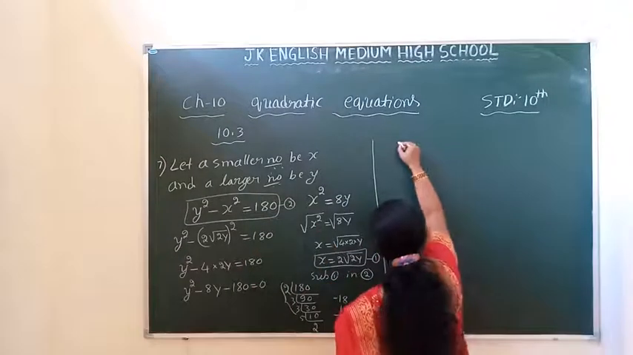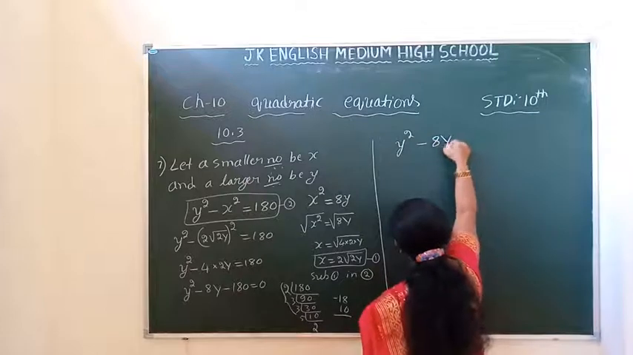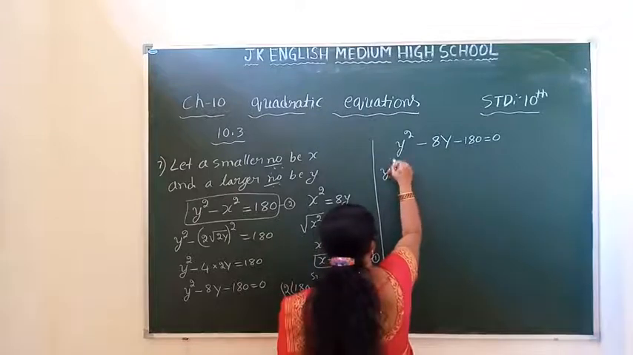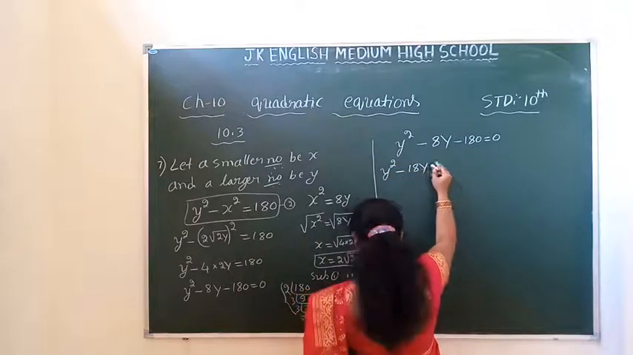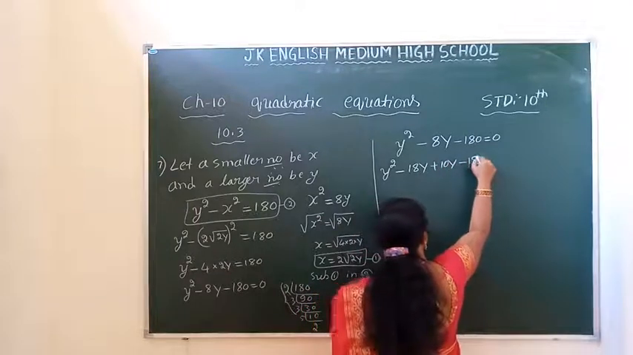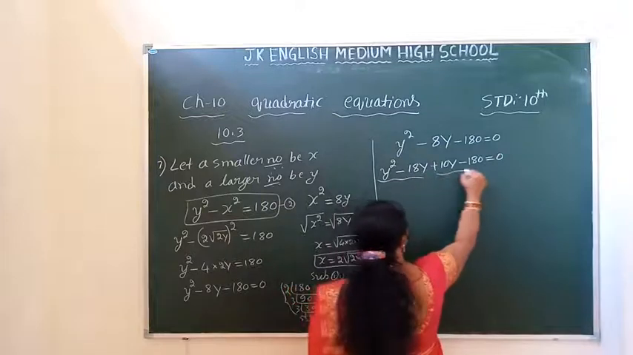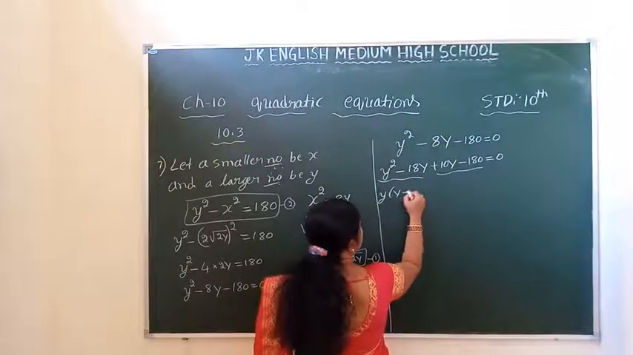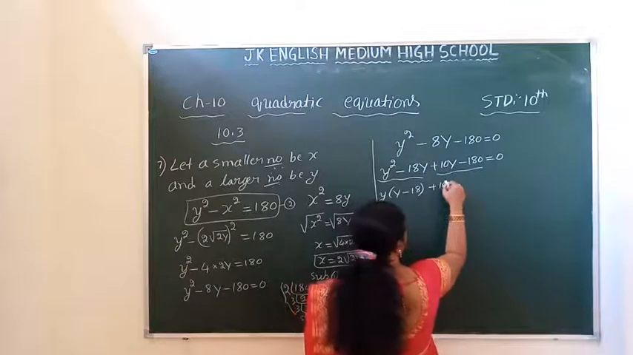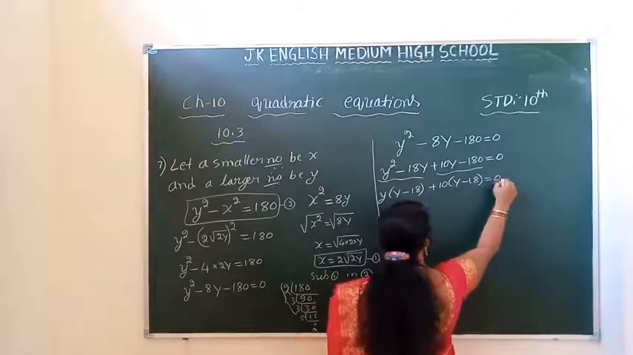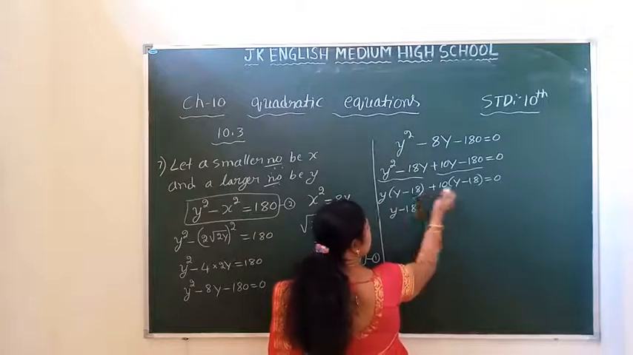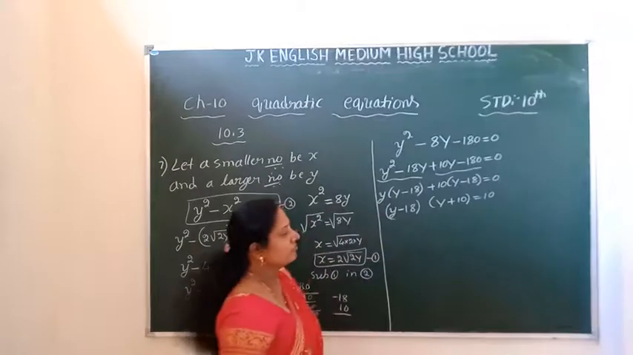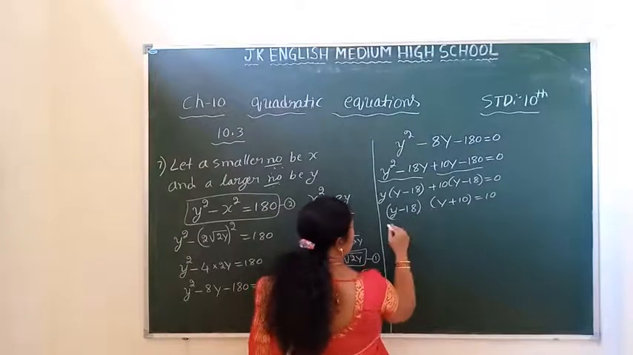See now, y square minus 8y minus 180 is equal to 0. If I split the middle term: y square minus 18y plus 10y minus 180 is equal to 0. Group these two terms, y is common. Take out y: y minus 18, plus 10 times y minus 18, is equal to 0. Take out common once again: y minus 18 is common in both. Take it out, then y plus 10 remains after taking the common factor.